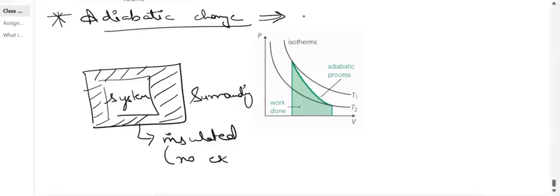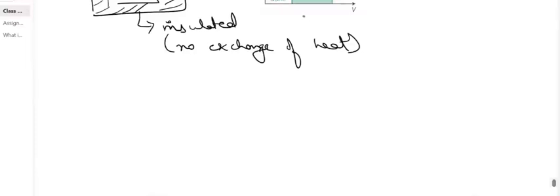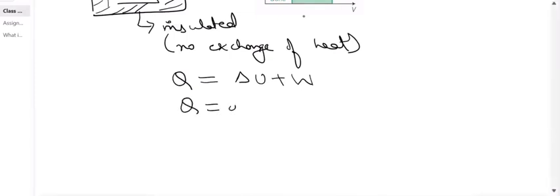So no exchange of heat should be occurring. Any doubts? No, ma'am. So in the first law, delta U plus W, no heat exchange is happening. Hence, Q will become 0. So the total energy change will be equal to the work done.